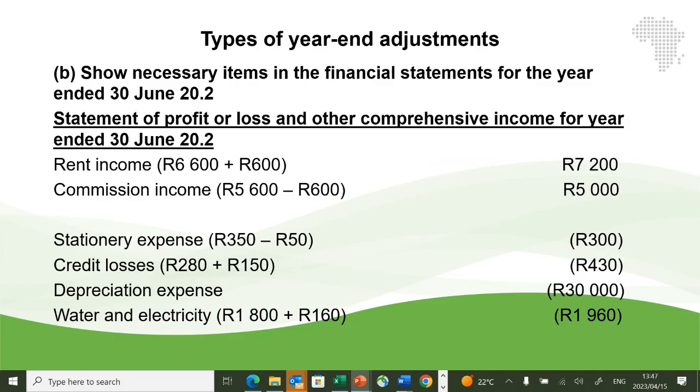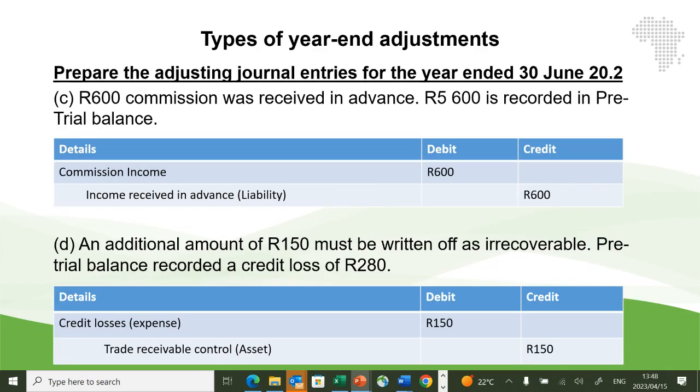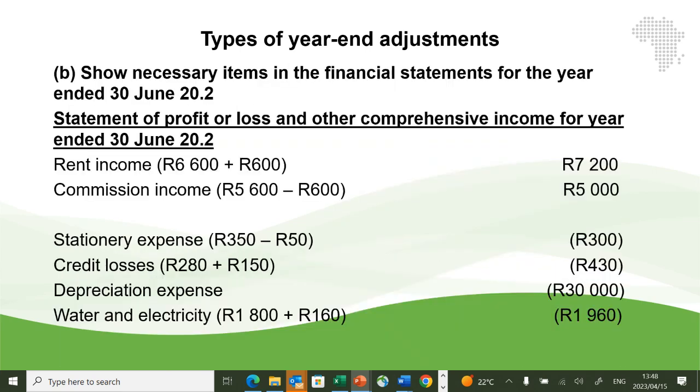Commission income, you were given 5,600, and you were told that 600 was received in advance. So which means it does not belong in the current financial period. We have to deduct it. We did an adjusting journal entry here where we said debit the commission income and credit what? The income received in advance. So commission income was debited, which means if you debit income, you are reducing income. That's why here we are saying minus 600. We end up with 5,000.